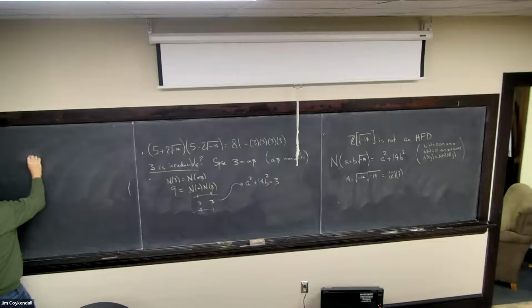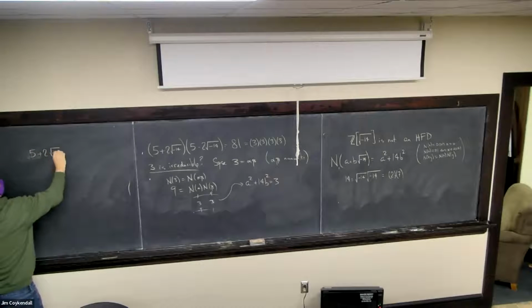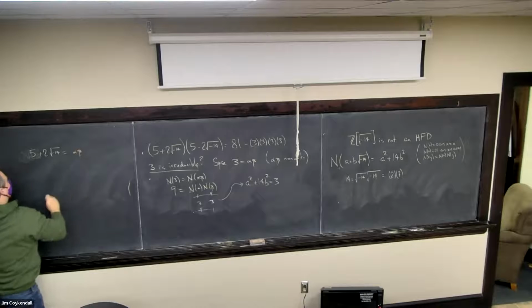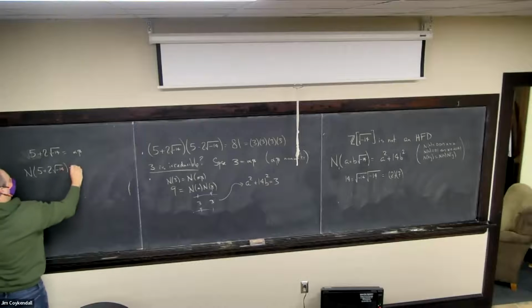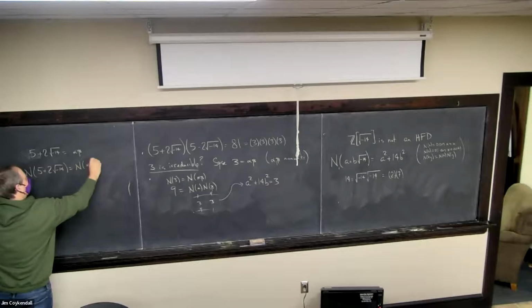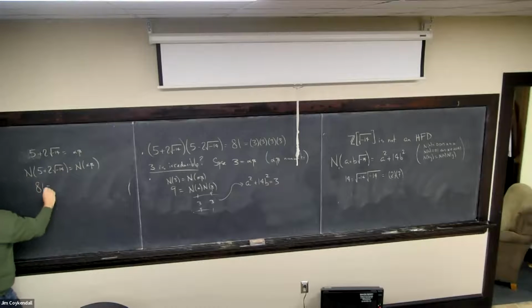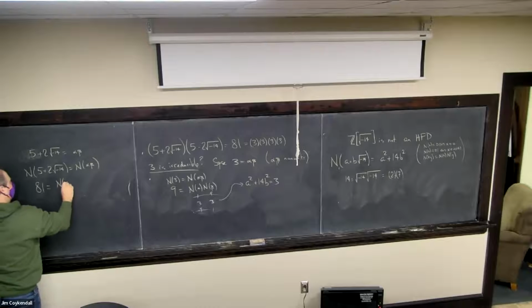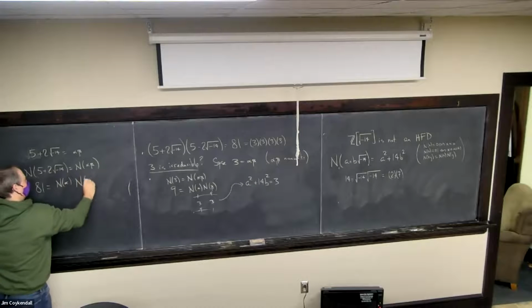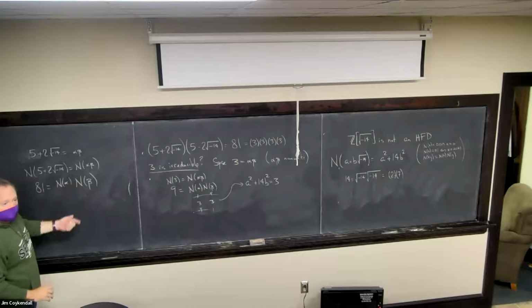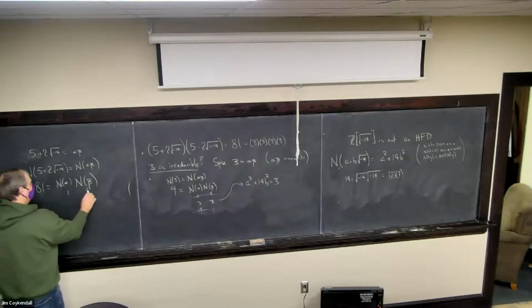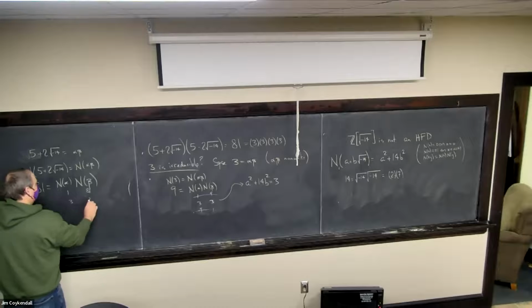Let's suppose that, so that means that the norm, and this turned out to be 81, is norm alpha times norm beta. And let's go through this again. Again, we have positive integers here. Their product has to be 81. There's only so many ways to do this.